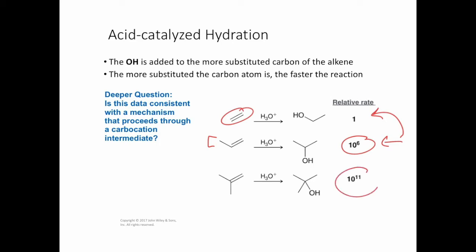And then there's a further increase to a relative rate of 10 to the 11 by adding a second alkyl group to the alkene to make it disubstituted. So the disubstituted is hydrated 10 to the 11th times the rate of ethylene, which is 100 billion times faster. So here's my question for the chat. Is this data consistent with a mechanism that proceeds through a carbocation intermediate?